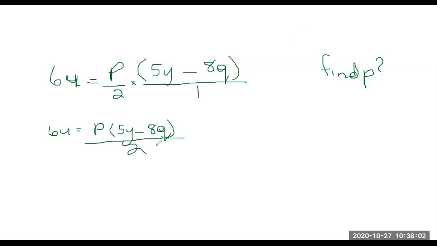The first thing I'm going to do, I have a 2 in the denominator. I need to get rid of it first. Whenever you have something in the denominator, just get rid of it. I multiply by 2. Whatever you do on one side, you do on the other side. Because I'm trying to get rid of this 2 in the denominator. It's in the way. So 12u is equal to p times (5y minus 8q).